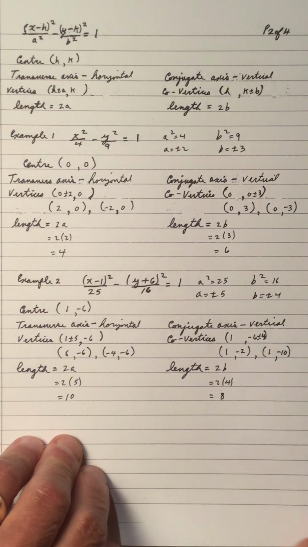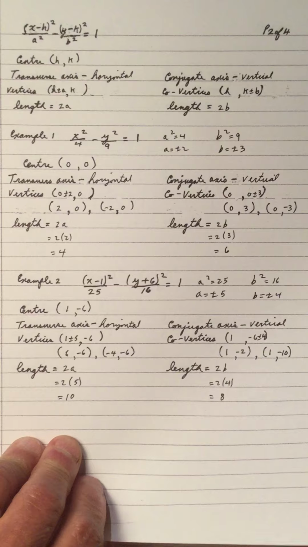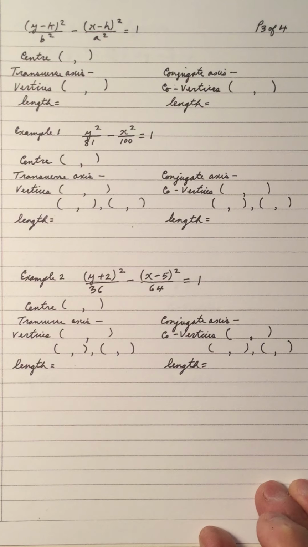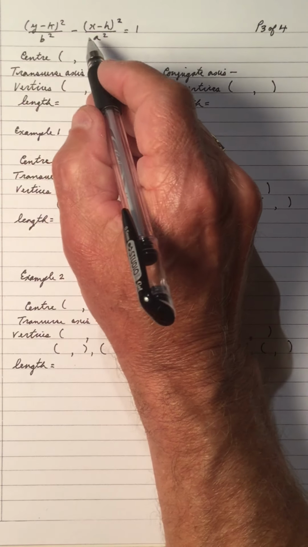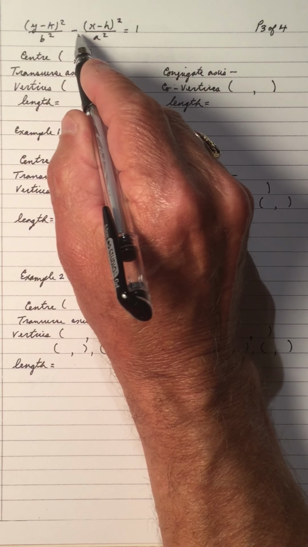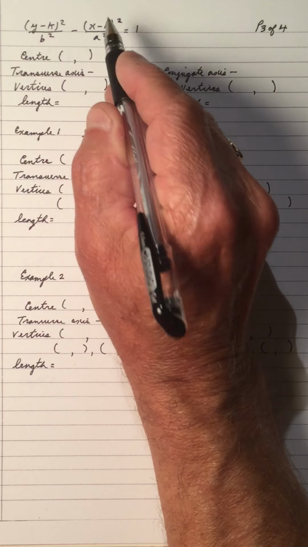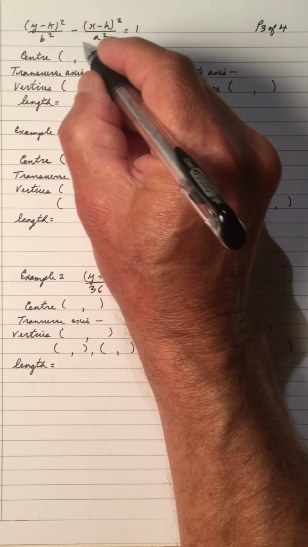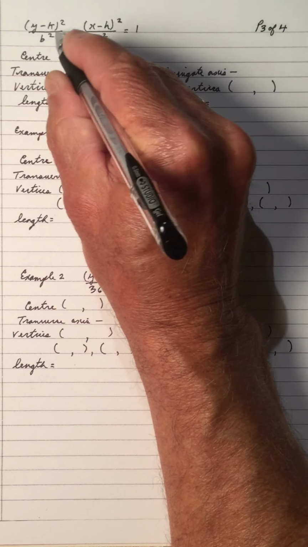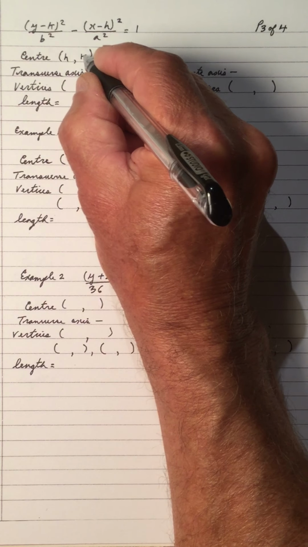Okay, that's dealing with when the transverse axis is horizontal. What about if the transverse axis is vertical? So we have the hyperbola again with a plus and a minus, and we have the square on the y and the x. The center is still the opposite of h. Negative h is h. Opposite of negative k is k.